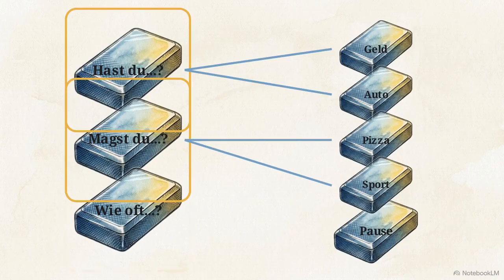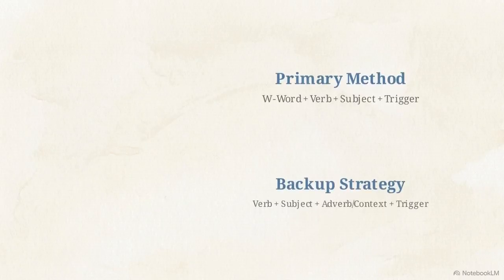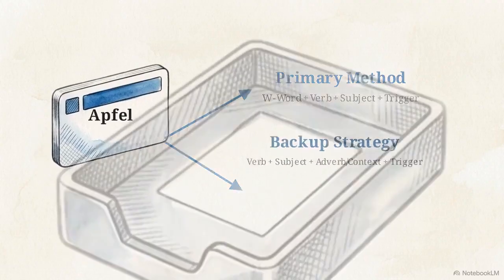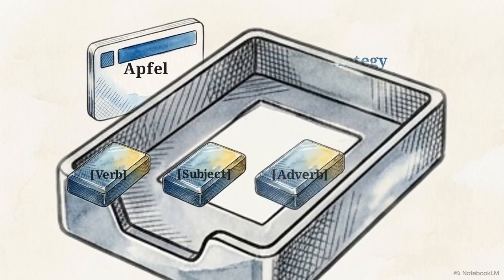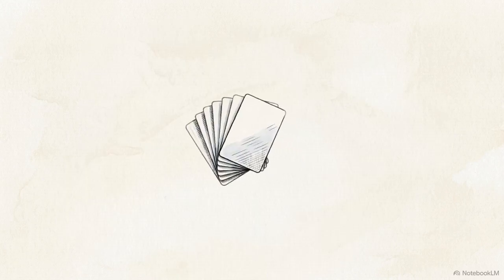Look how these structures interact with any prompt. Hast du works for objects like Geld or Auto. Magst du pairs with nouns like Pizza or Sport. Wie oft handles time-based triggers like Pause. This flexibility builds valid questions without specialized verbs. Possessing both the W question formula and the verb first pivot ensures you have a structural safety net. No matter what word is on the card, you have a mechanical process to build a valid sentence.